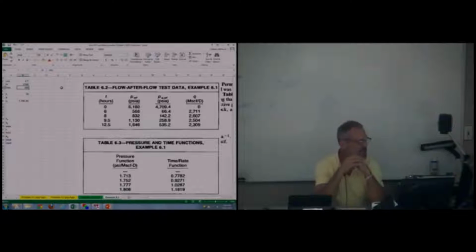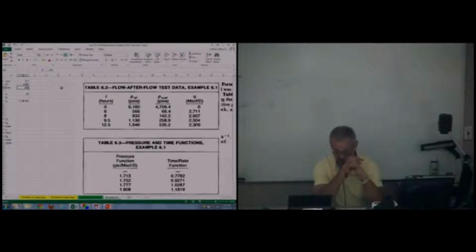Okay, then we're going to flow test this well. At 6 hours, our bottom well flowing pressure is 566 pounds, and we're producing 2.7 million cubic feet a day. At 8 hours, our bottom well flowing pressure is up a little bit, and our rate's down a little bit to 2.6 million cubic feet a day.